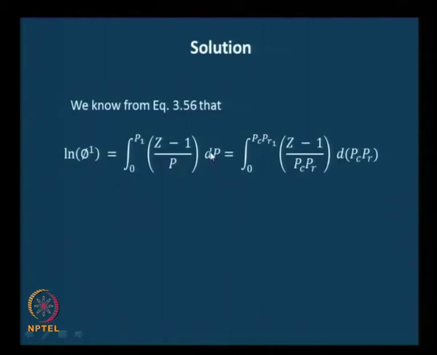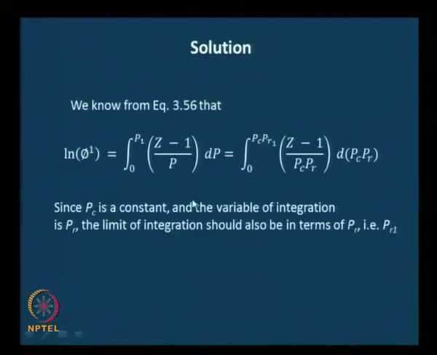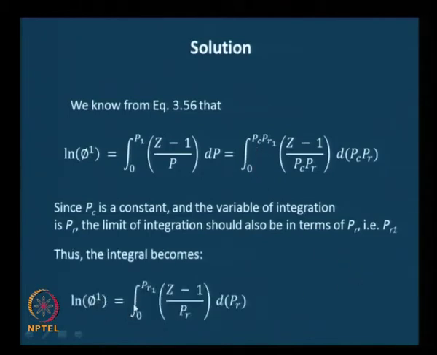We know that P is PC PR, and dP, as we have already seen, is PC, a constant, times dPR. I have written down the steps here: PC PR and d of PC PR. And the PC, when it comes out common here, will get cancelled with this. Since PC is a constant and the variable of integration is PR, the limit of integration should also be in terms of PR. That makes sense because you have this in terms of dPR. If we do that, it goes from 0 to PR1, and ln of phi 1 becomes the integral from 0 to PR1 of (z minus 1) by PR dPR. Quite straightforward, and no major complications in converting this expression from the actual quantities to reduced variables.